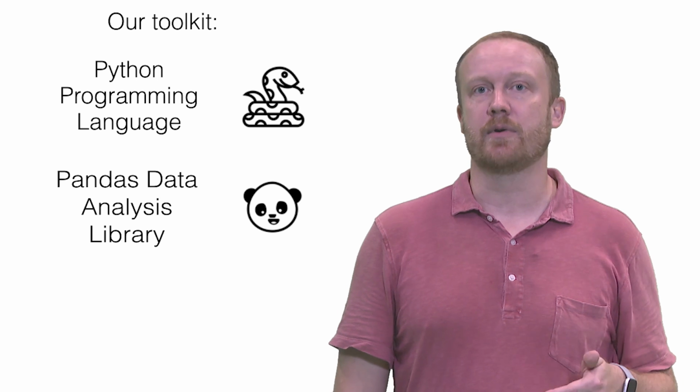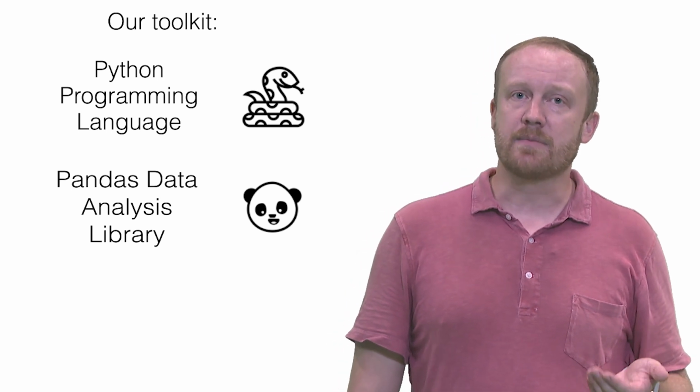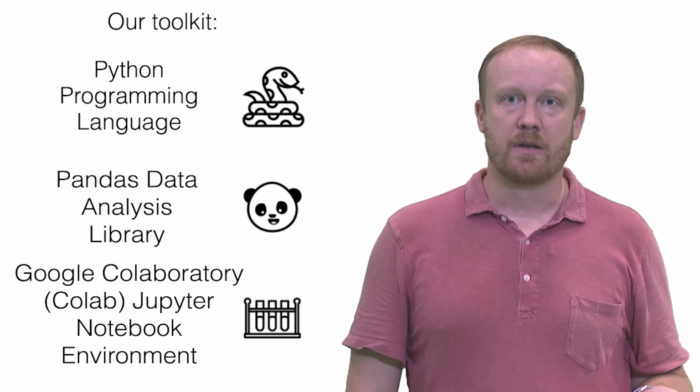The next component is the Pandas data analysis library. Pandas is a library of functions and variables that enable us to use Python in the same way we use spreadsheets. The last component is an environment called Colab, or Google Colaboratory, which is a collection of web-based analysis notebooks. Colab is where we will write our code, visualize the results, and debug if needed.